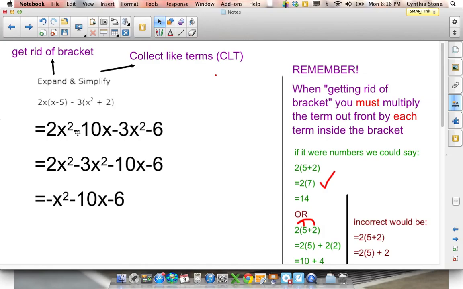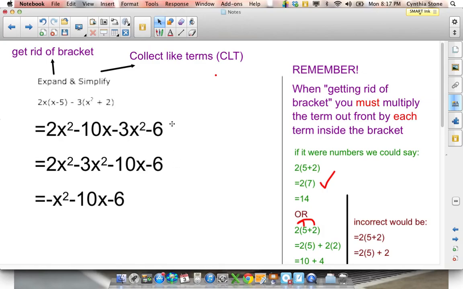The reason this is negative is because we're multiplying 2x times negative 5. Now, remember with the distributive property on this side, I have minus 3, so it's minus 3 times x squared, which is minus 3x squared. And then minus 3 times plus 2 is minus 6. This is minus because I'm multiplying minus 3 times positive 2, and this is minus because I'm multiplying minus 3 times positive x squared.